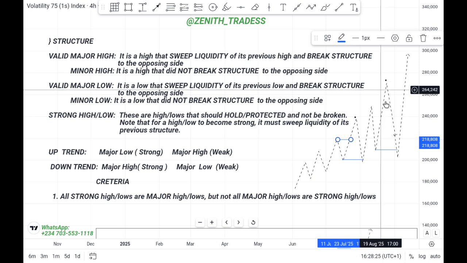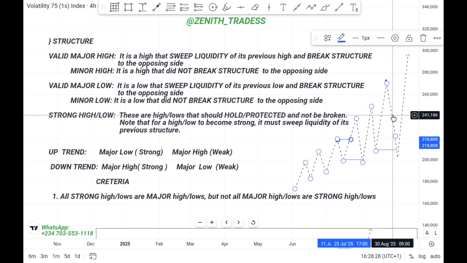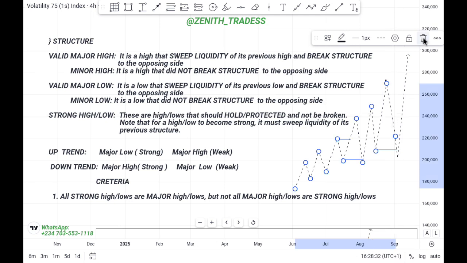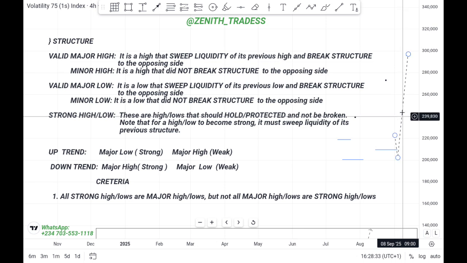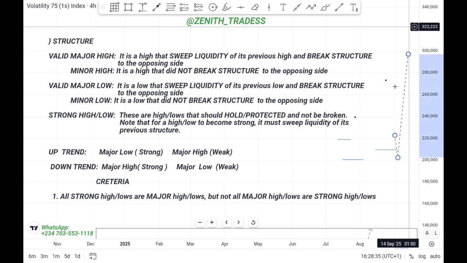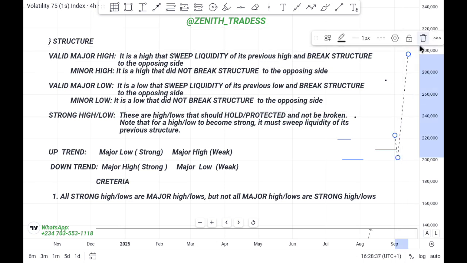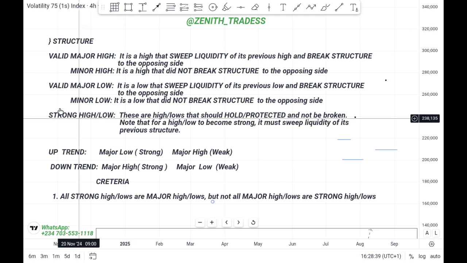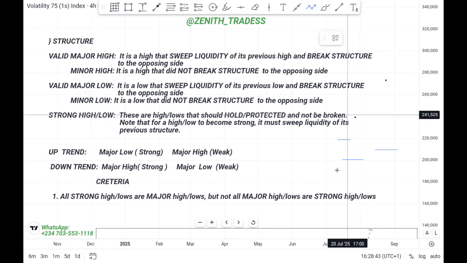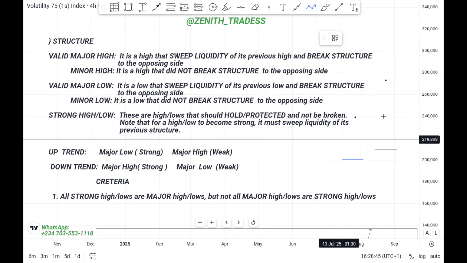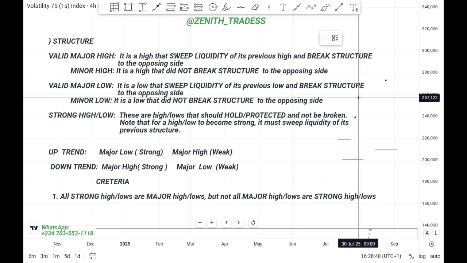Now I believe we understand this. So a valid major low should be the opposite. This is bullish, then the opposite will be what? Bearish, right? So we look at it this way. Let's look at a valid major low. A valid major low is a low that sweeps liquidity of the previous low and breaks structure to the opposing side. So look at it this way.